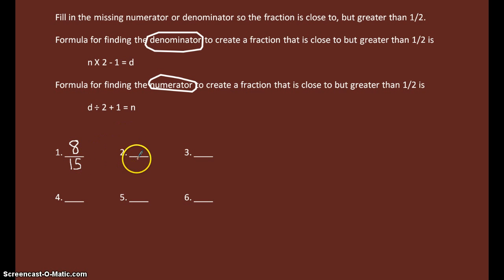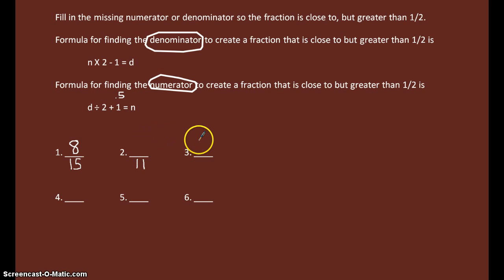Now, with number 2, we have the denominator 11 provided for us. Now, all you have to do here is divide 11 by 2, add 1 to that quotient, or since we have an odd number, add 0.5 to it, and then that will give us our numerator. Now, this is a very general formula, so you may just have to add 0.5. You may not need to add a whole 1, but it will work in most of our situations here. So I'll leave that blank for you to try to answer on your own.